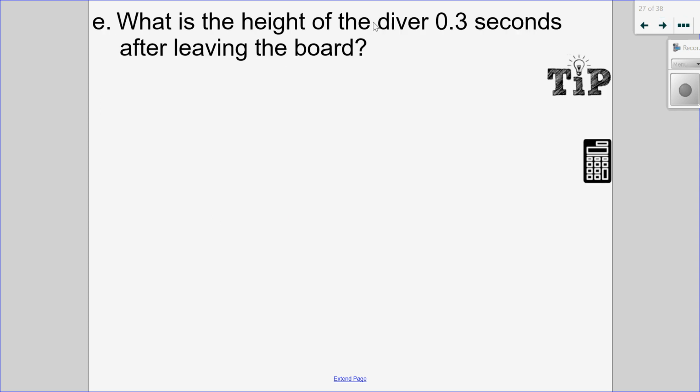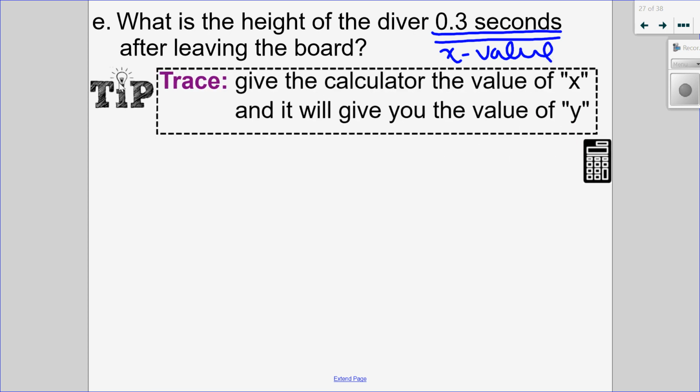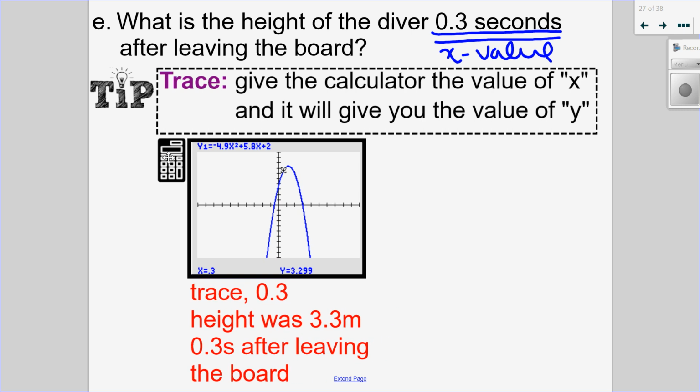Next one, what is the height of the diver 0.3 seconds after leaving the board? So 0.3 seconds, that's why I wrote out what my parameters were, my variables. That's a time value, or an x value. So it's saying x is 0.3, what is y? I'm going to use trace, because with trace you give the calculator the x, and it will give you the value of y. So I do that on my calculator, trace 0.3, enter, and I can see that the height, rounded, is 3.3 meters.